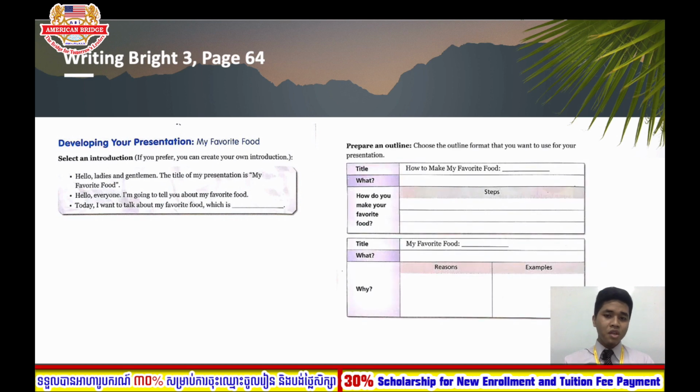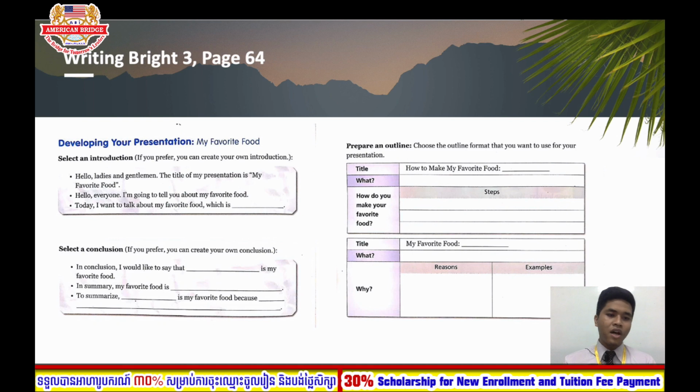All right, so here is a sample outline regarding the topic in unit 3, which is about the process of making food. So we have this step. Moreover, we also look back to unit 2, which is about giving reasons and giving examples to support your reasons. So this is a sample outline that you can use when you are doing presentations.